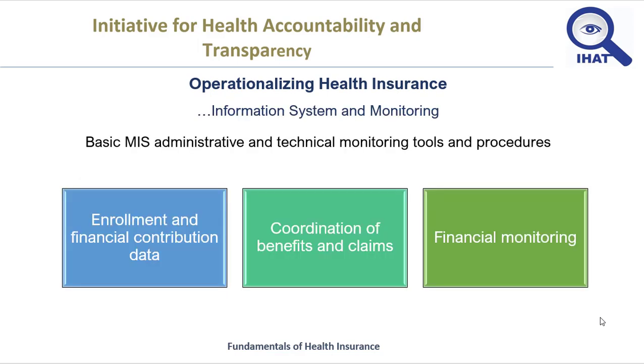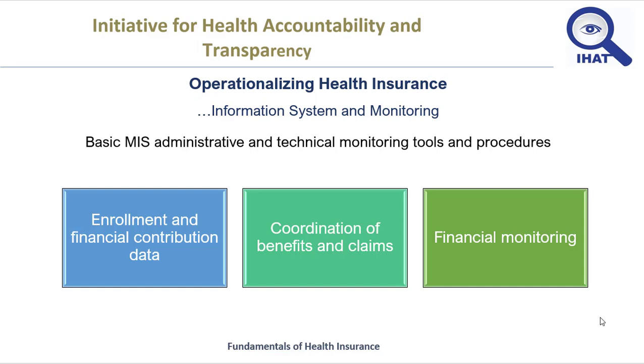The basic MIS administrative and technical monitoring tools and procedures are as follows. 1. Enrollment and financial contribution data. 2. Coordination of benefits and claims, and 3. Financial monitoring. For the enrollment and financial contribution data, a membership database is needed to record information about members and their dependents and the payments they have made.